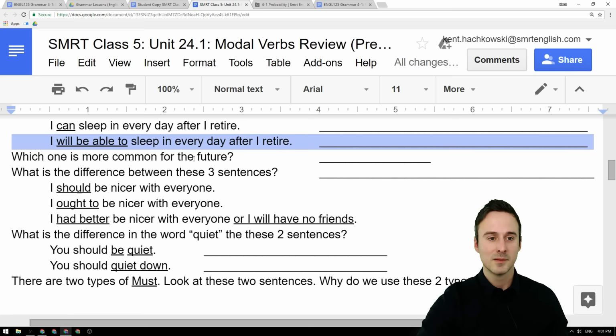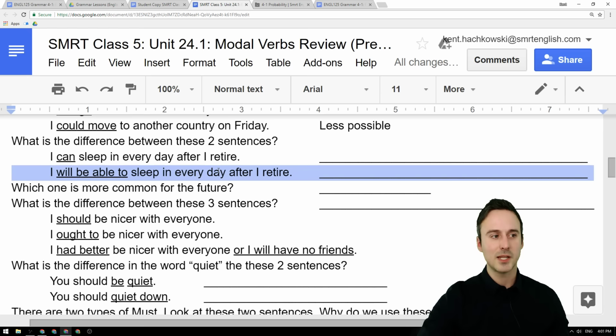There's a little difference when you get into able to and you're using it in the past, like when I was young, I could play soccer really well, and I was able to do something yesterday. There's a bit of a difference there between how many times you did it and maybe doing it one time. Let's jump into this one.